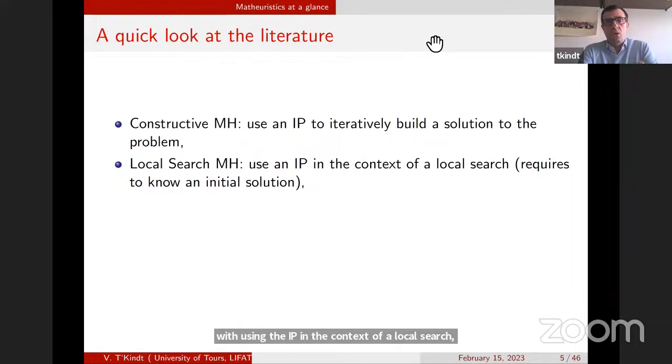You also have papers which deal with using the IP in the context of a local search. And these are called local search Matheuristics. And these are, in my opinion, very interesting. It's just using the IP to explore the neighborhood of a current solution.